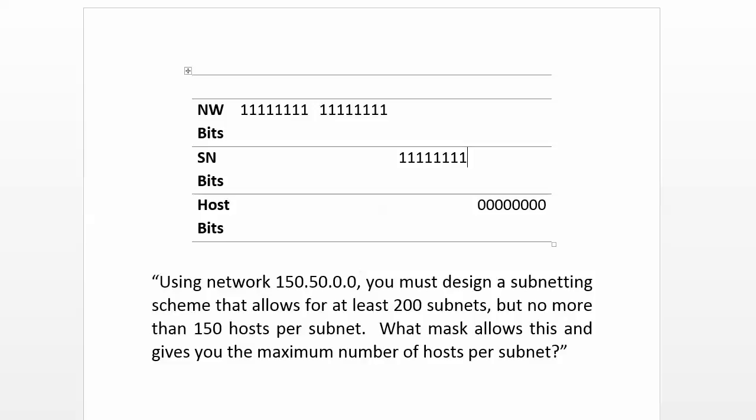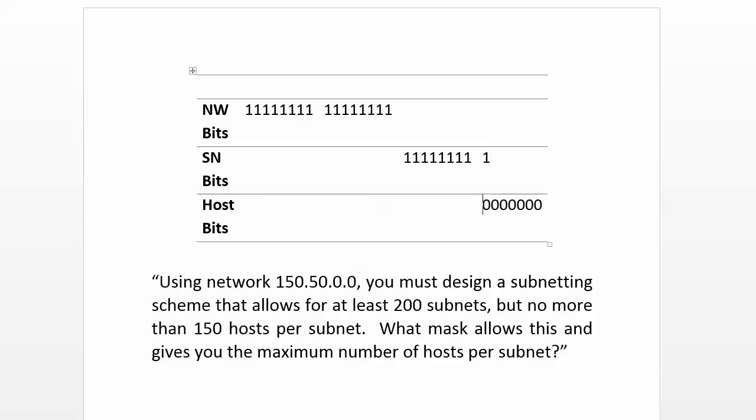So what we need to do now is what? How can we reduce the number of hosts per subnet? We can borrow some more host bits. So what I'm going to do is replace that one with a 1. So now we have 9 subnet bits and 7 host bits. So how many valid subnets do we have? We have 512. We know we've got that requirement covered.